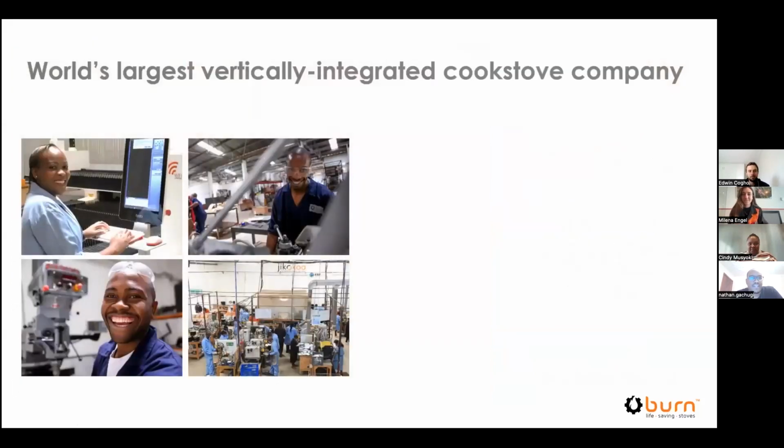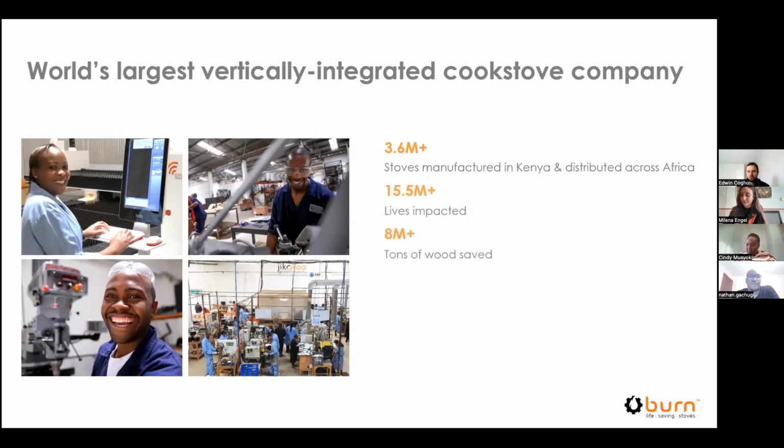Just a little window in terms of who we are as Burn Manufacturing and what we've been looking at over the last 10 years of our experience. We started in around 2010, and since then we've distributed more than 3.6 million cookstoves, affecting more than 15.5 million lives. Within that period, we've estimated that we've saved about 8 million tons of non-renewable biomass, which is either wood or what would have been wood converted into charcoal, with about 12.3 million tons of carbon avoided or reduced by our interventions.